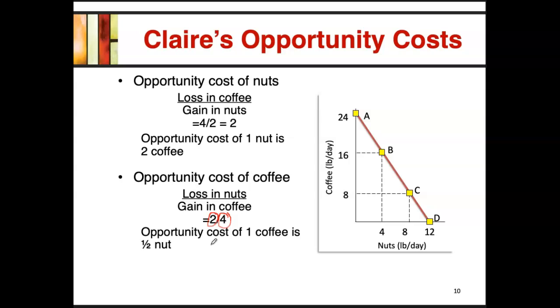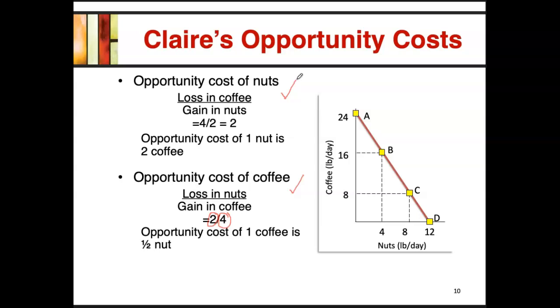From here we can conclude that Claire has a lower opportunity cost in producing coffee than in producing nuts. In other words, it's more expensive for Claire to produce nuts than to produce coffee, because the opportunity cost of producing nuts is higher than the opportunity cost of coffee.